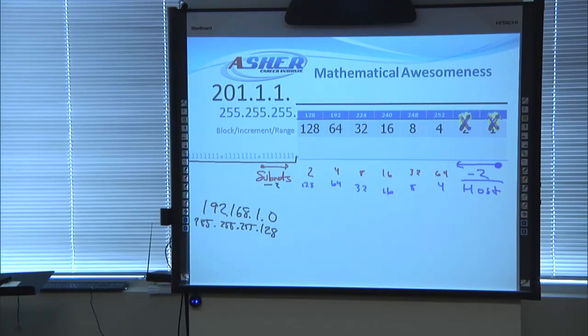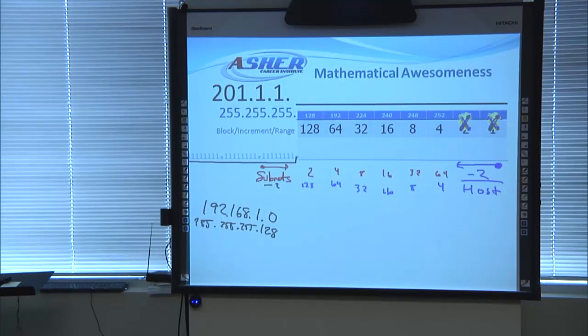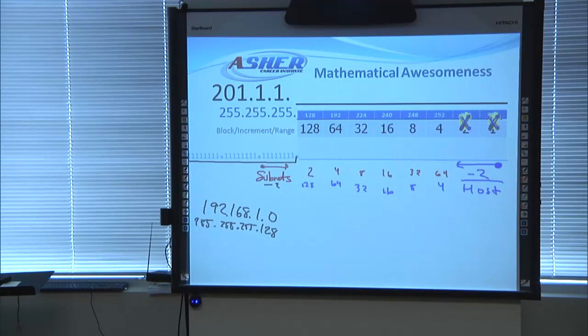255. Okay. And then you have minus 1 is 126. Oh no, 126 is here. So you have 2 groups, a group of 0 through 127 and a group of 128 through 255. But your availables are 1 through 126 and 129 through 254. That's it.